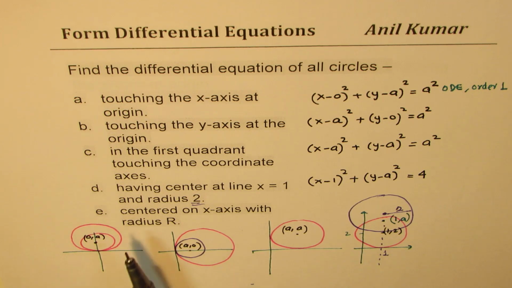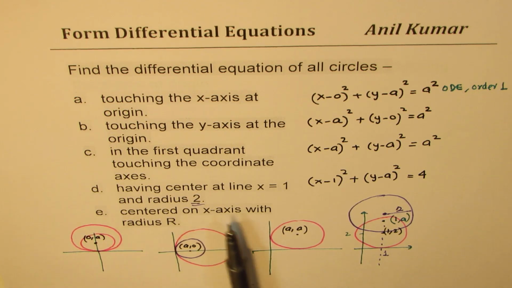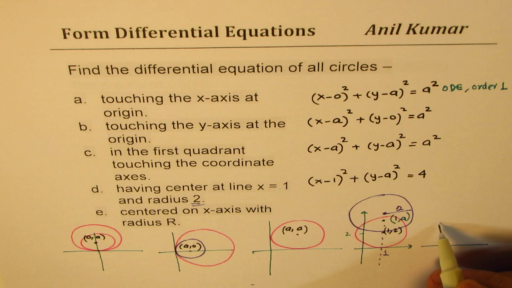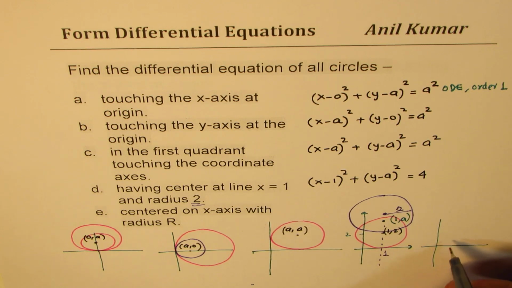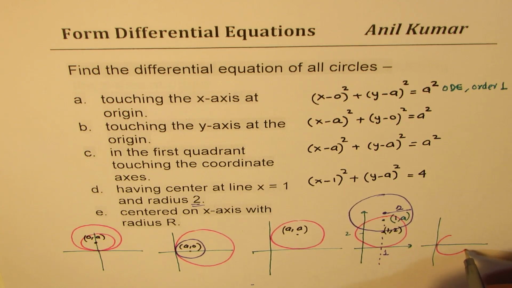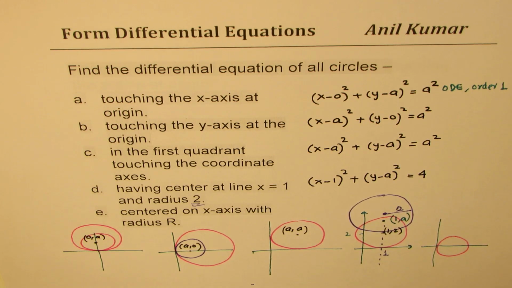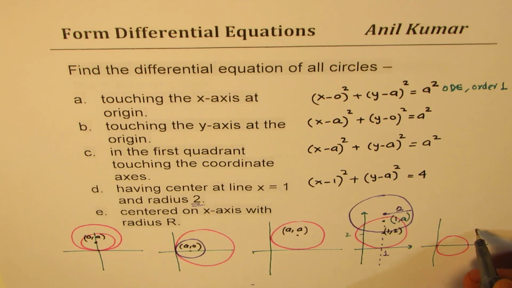Now, part E is centered on the x-axis. Let's sketch this also, with fixed radius, correct? That means the center is varying. So we could have a circle like this, right? Anywhere on the x-axis, since that value a is changing, the y value will remain as 0 in this particular case, correct? And the radius also changes. So the center is here, and you could have any circle.